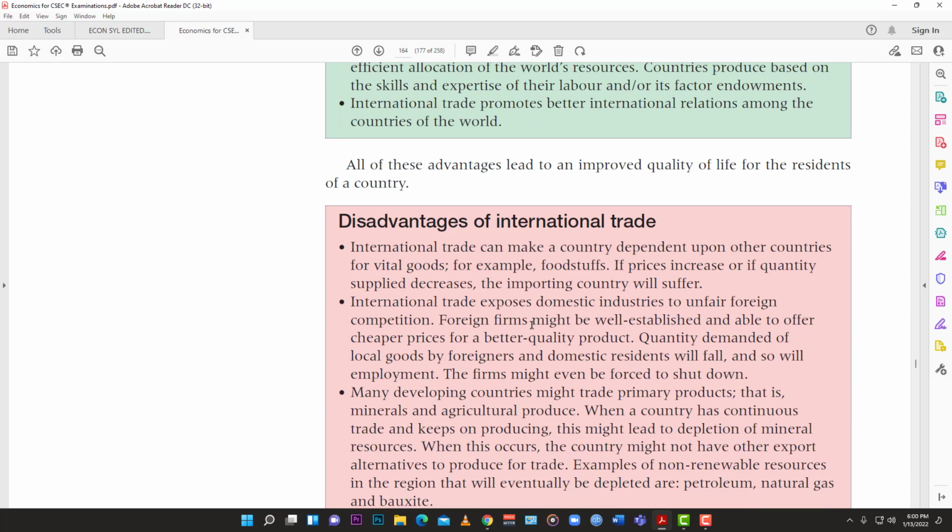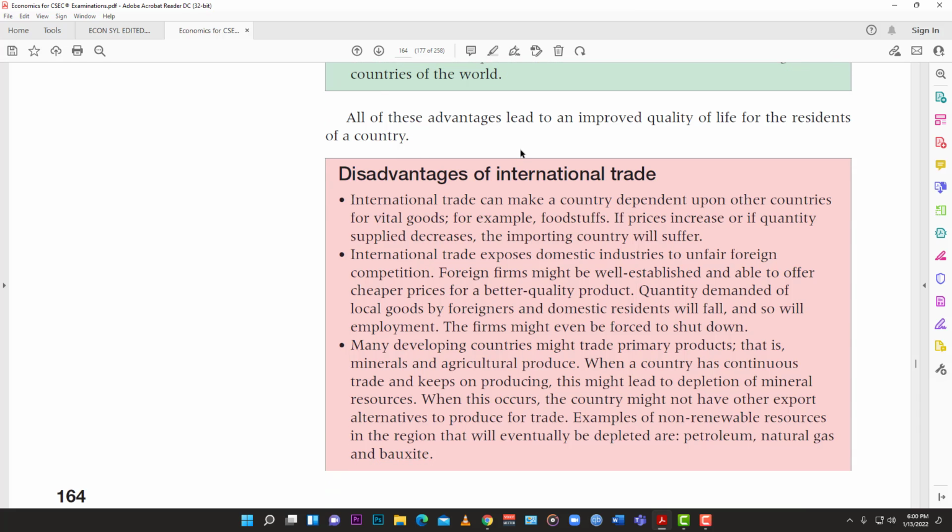Disadvantages of international trade. International trade can make a country dependent on other countries for vital goods, for example, foodstuff. If prices increase or if quantity supply decreases, the importing country will suffer. And clearly, that is a major disadvantage of relying too heavily on international trade. And I know that a lot of the Caribbean countries are at risk for this one in particular.